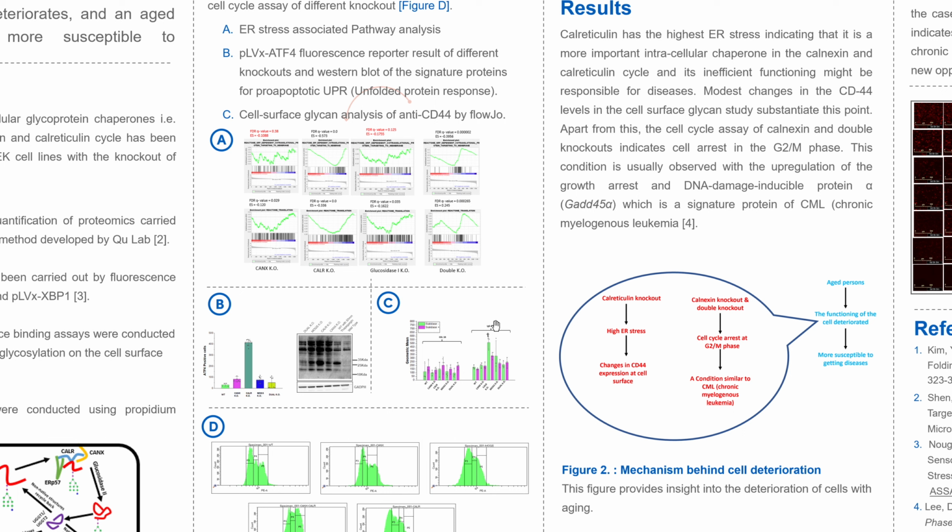This CD44 protein is also a signature for cancerous cells. So from this it seems that if Calreticulin is not functioning properly, the cell might switch itself and behave more like a cancerous cell. And these things might even align with the previous finding that with age the cells might deteriorate and people might get disease, and one such disease could be cancer.